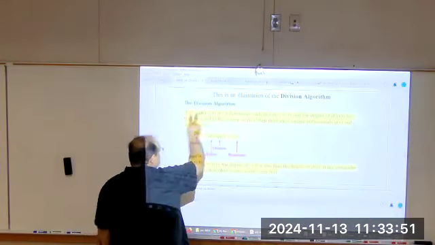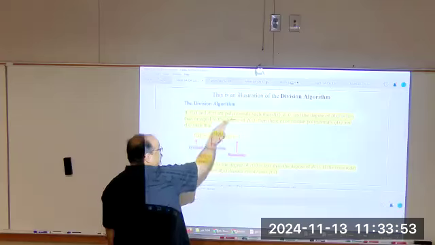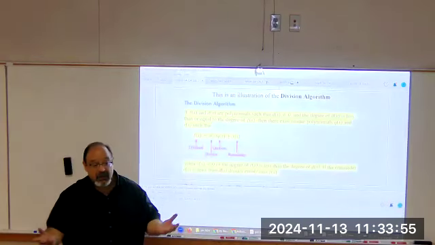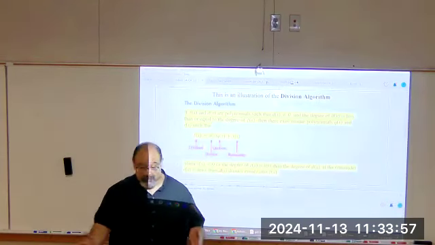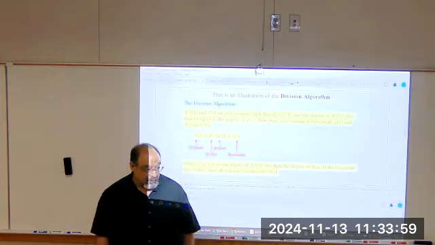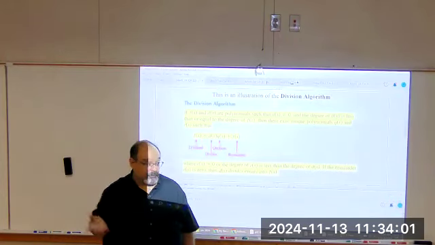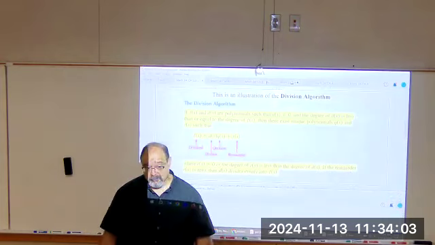F of x, that's just some function, and this function. So I've got a couple of functions here. They're polynomials. What's a polynomial? Things that have powers of x. Adding and subtracting a bunch of powers of x. X to the fifth minus 5x to the fourth plus 3x squared plus 2. Polynomial.